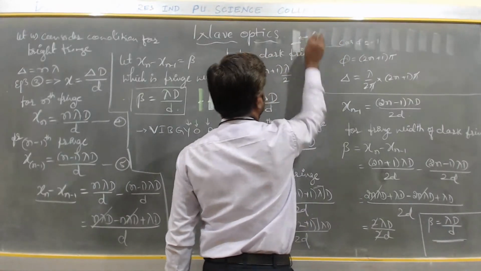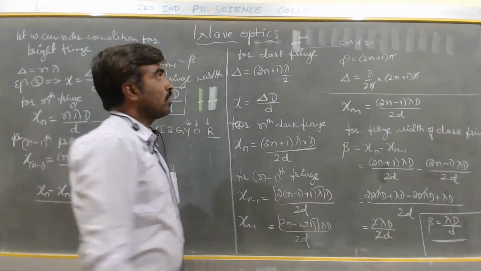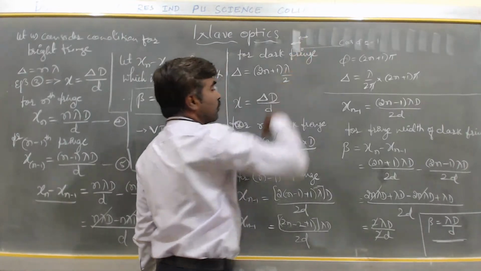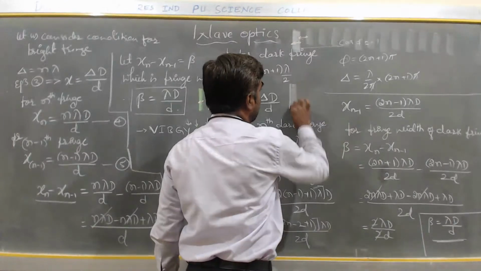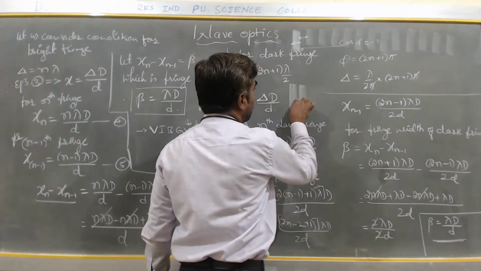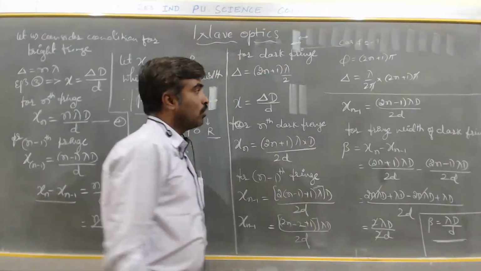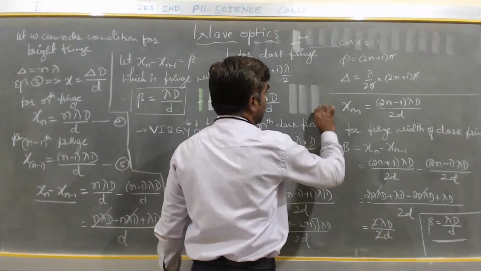This one is dark fringe. Okay, even for the bright fringe and even for the dark fringe, width is same. It is not like, for example, this is a dark fringe and this is a dark fringe and these two are the bright fringe. Look at this, how it changes.